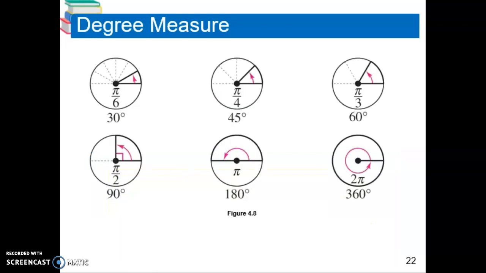In the next picture, you can see a few translations between radians and degrees, and you can also see some standard angles that we will be using quite a lot in this upcoming week.